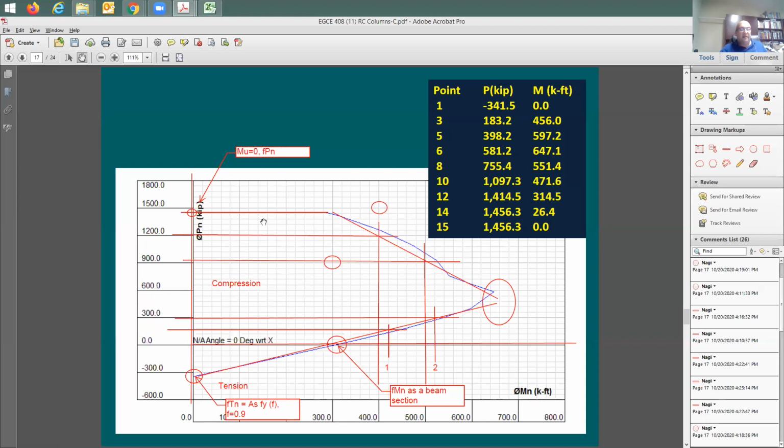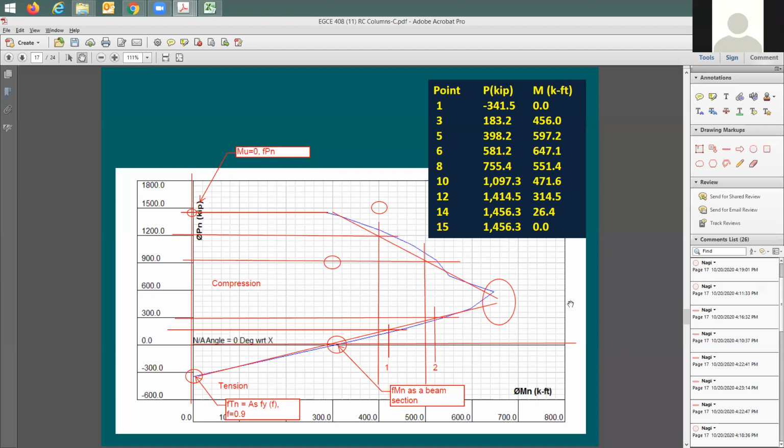Again, this interaction diagram is going to include all combinations of the phi PN and phi MN. All the combinations. So a quick question. The phi in front of MN, that represents just phi, correct? Yes. Okay, just making sure, for my notes.